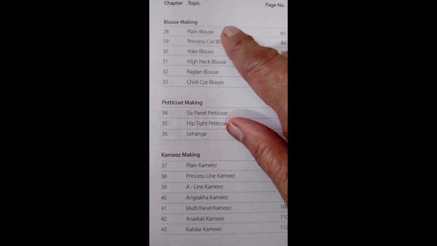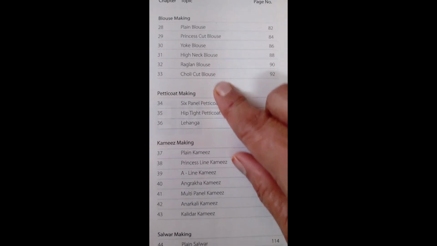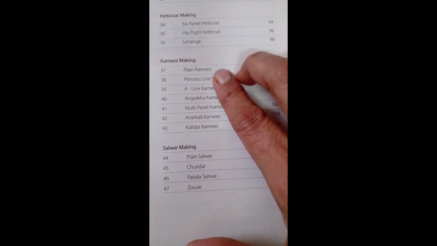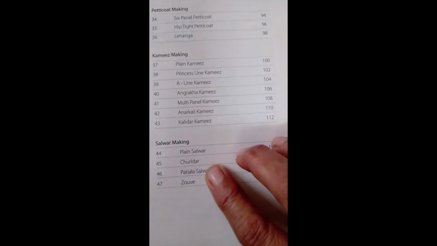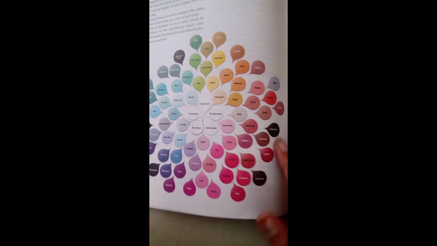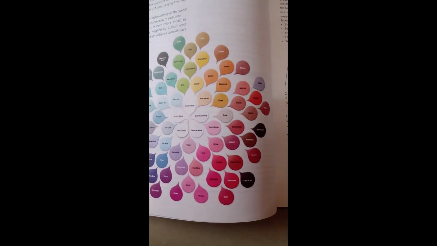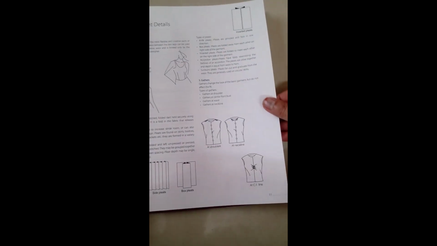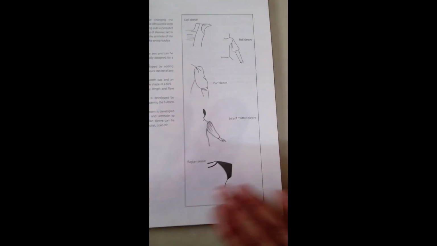and 6 types of blouses, 3 types of petticoats, 7 types of kurtas, and 4 types of shalwar and chudidar. You can see color theory and details of the garment, about the collar, darts, pleats, tucks. So many theory parts are there.